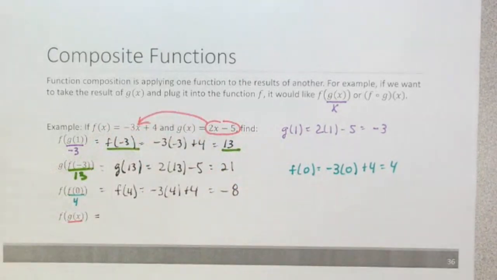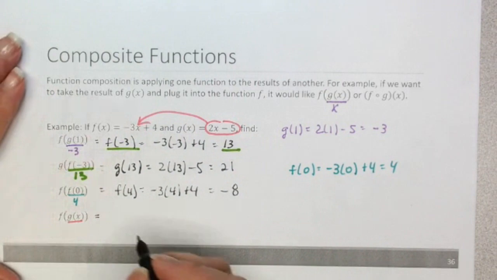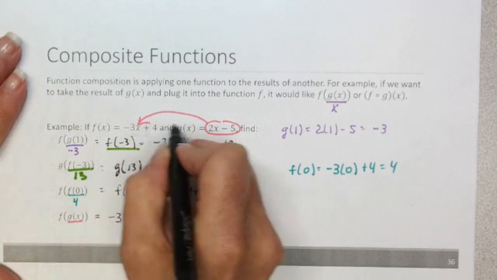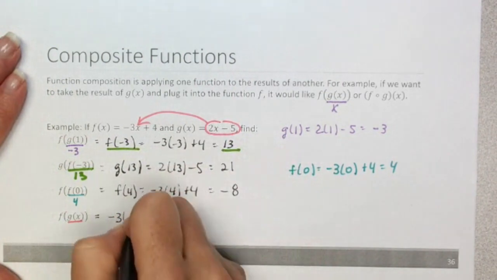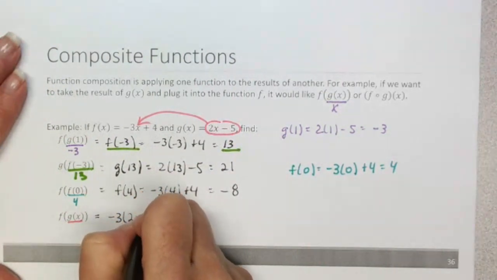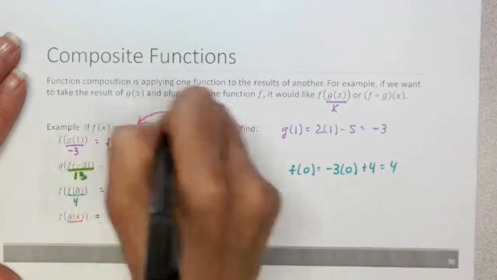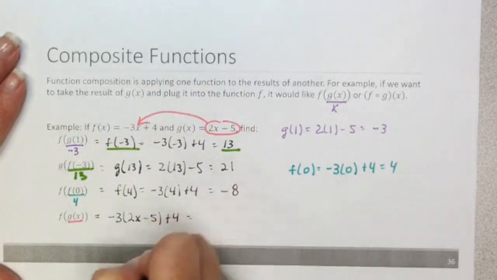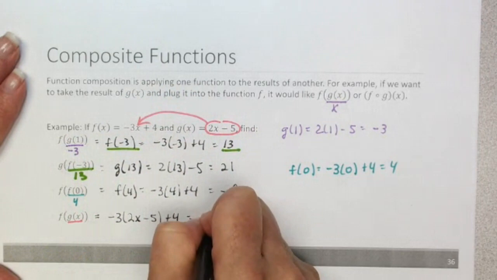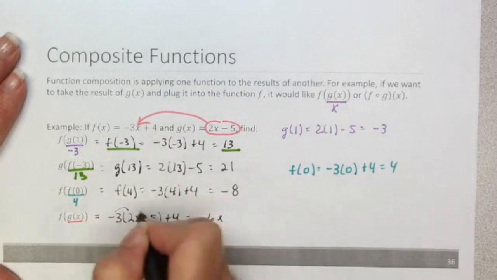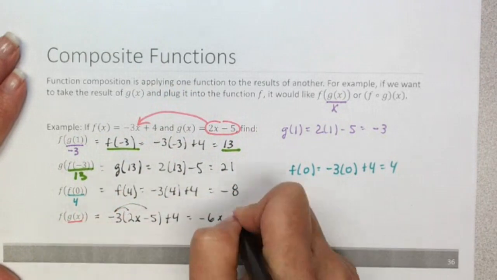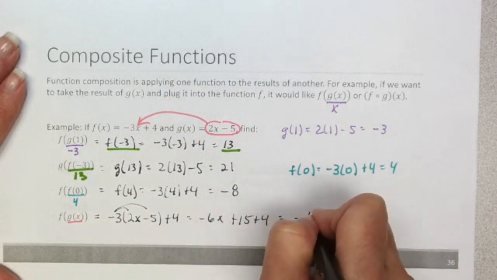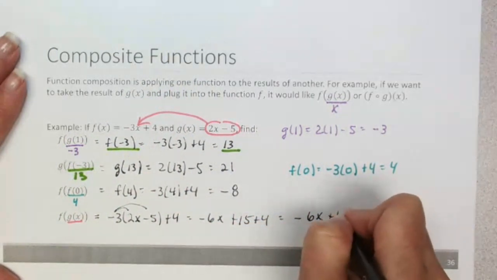Everywhere that I need an x, well, I only need one x, so we're just going to put g of x in there. So f composed with g of x would be negative 3 times, and again, instead of x, we want g of x, so 2x minus 5, and then I don't want to lose my plus 4. All right, if I simplify that, what do I have? Negative 3 times 2x, that's negative 6x. Negative 3 times negative 5 is positive 15, plus 4 more. So it's going to be negative 6x plus 19.